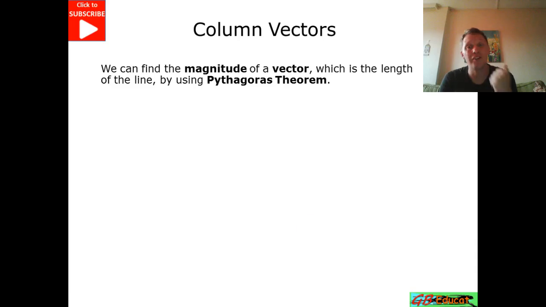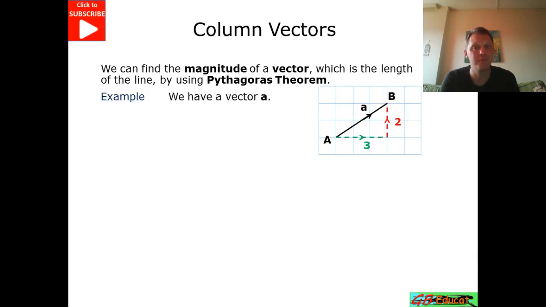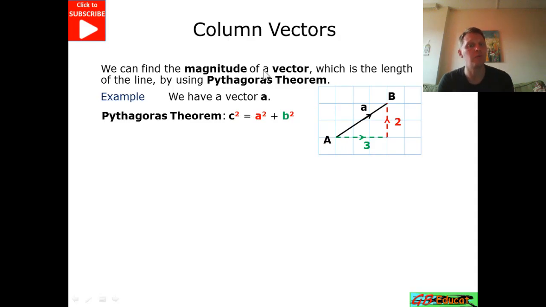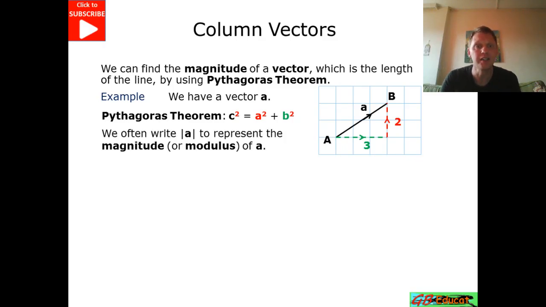We could also use Pythagoras to find the length of a line. So for vector A, we could use 3 and 2 within our Pythagoras theorem. Reminder of Pythagoras theorem is c squared equals a squared plus b squared, where c is always your hypotenuse, your longest length of your right angle triangle.